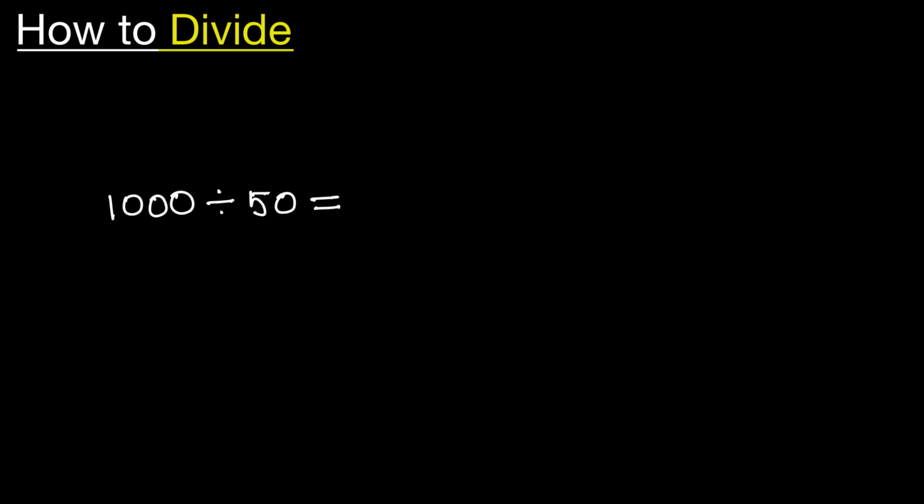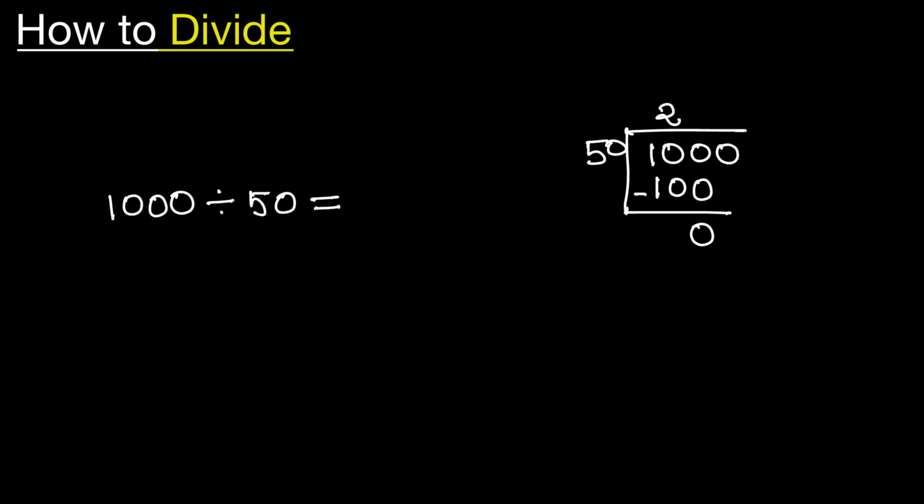In this video, let us learn how to divide the number 1000 by 50 using the long division method. Consider the number 100 because it is greater than 50. We know that 50 times 2 is equal to 100. Subtract, we get 0. Now this 0 is less than 50. That is why we will bring down this adjacent 0 here.